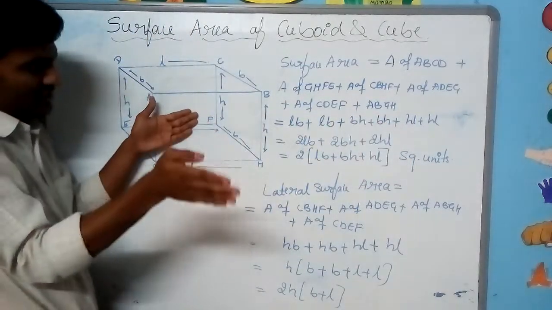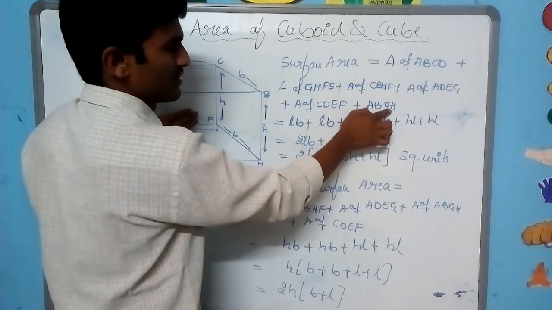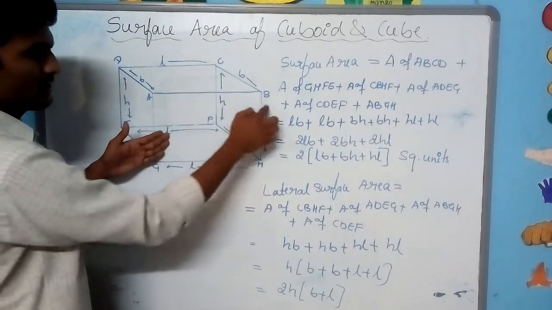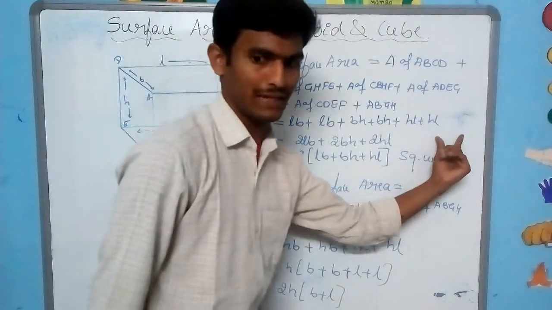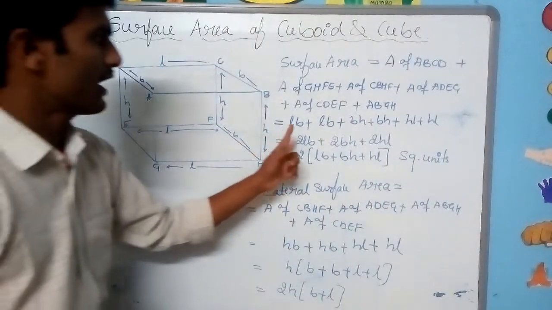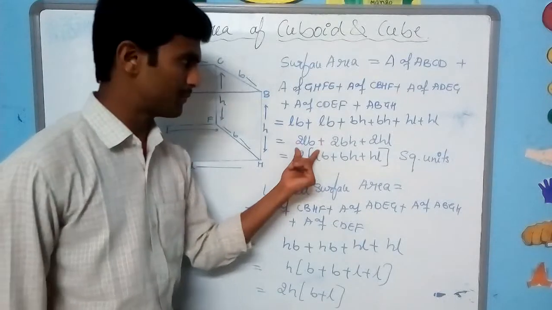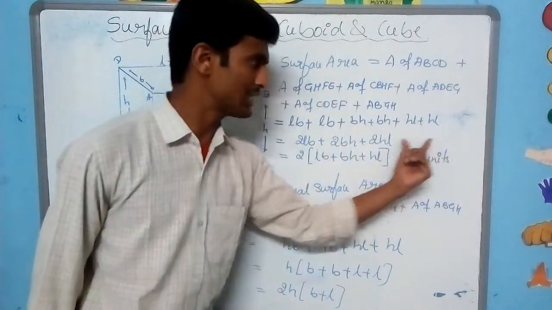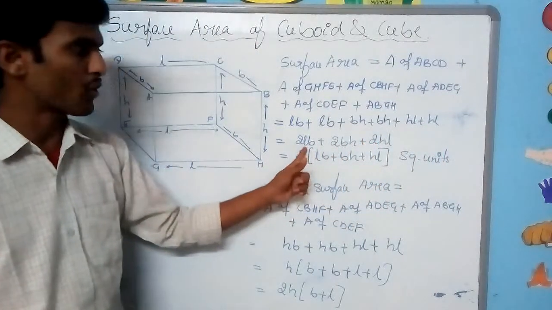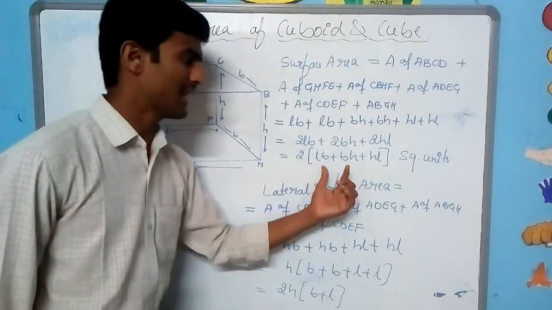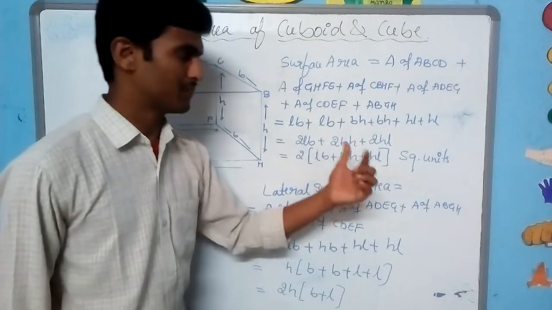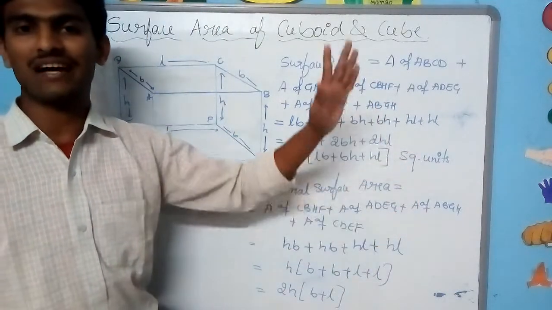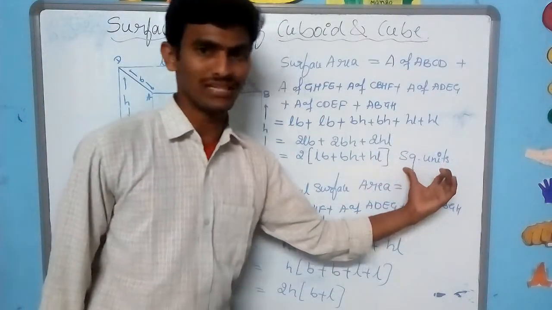Now see the front face, area of ABGH. Again here L into H. You multiply and you get the area. Now see here: LB plus LB, 2LB. BH plus BH, 2BH. HL plus HL, 2HL. Where 2 is common, take it outside and write as it is: LB plus BH plus HL.